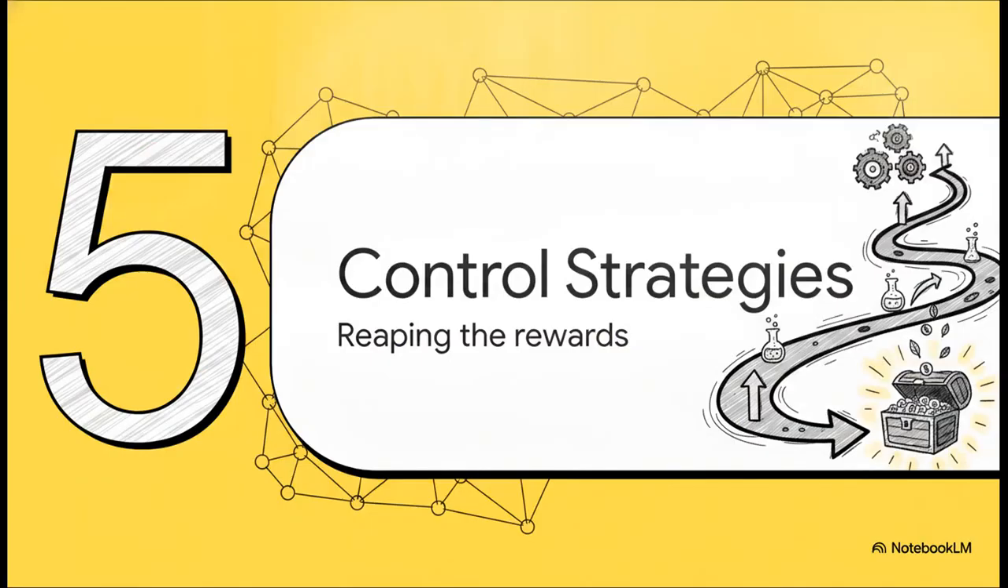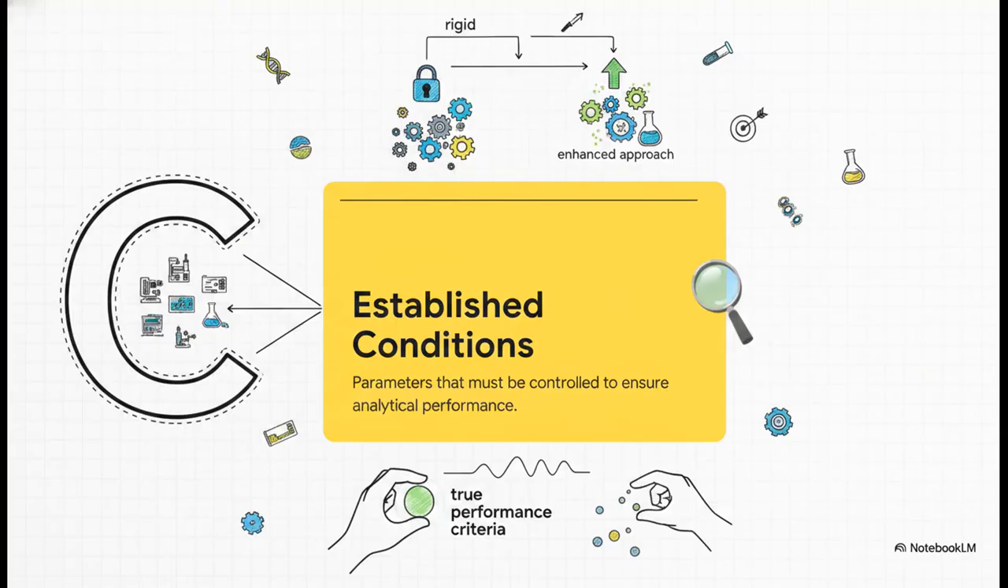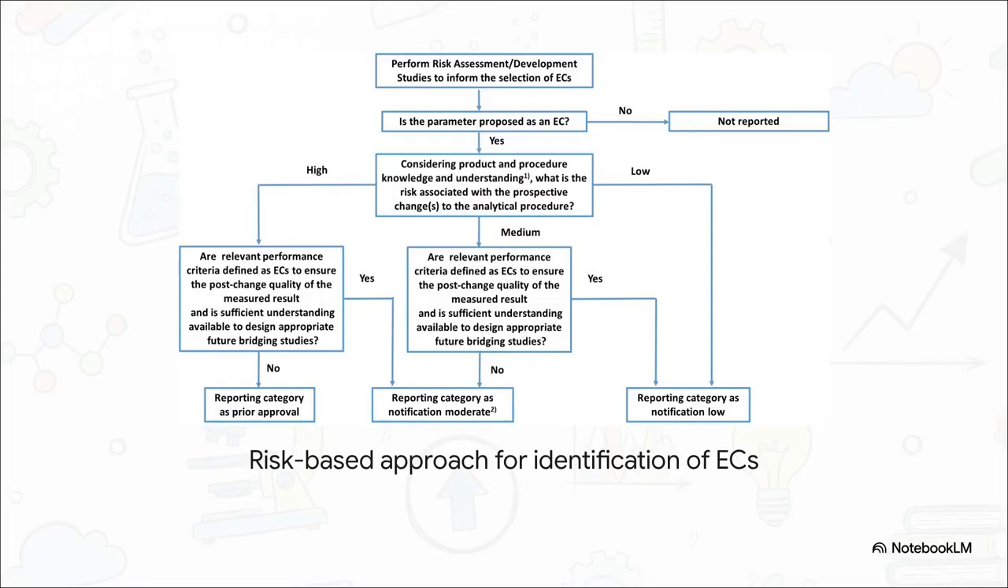All right, Section 5, Control Strategies and Changes, reaping the rewards of the enhanced approach. Let's talk about established conditions, or ECs. These are the analytical procedure parameters that absolutely must be controlled to ensure performance. But here's the kicker. By using the enhanced approach, the number of rigid ECs can actually be reduced. You can focus them strictly on true performance criteria, rather than just arbitrarily locking down every single minor detail of the procedure.